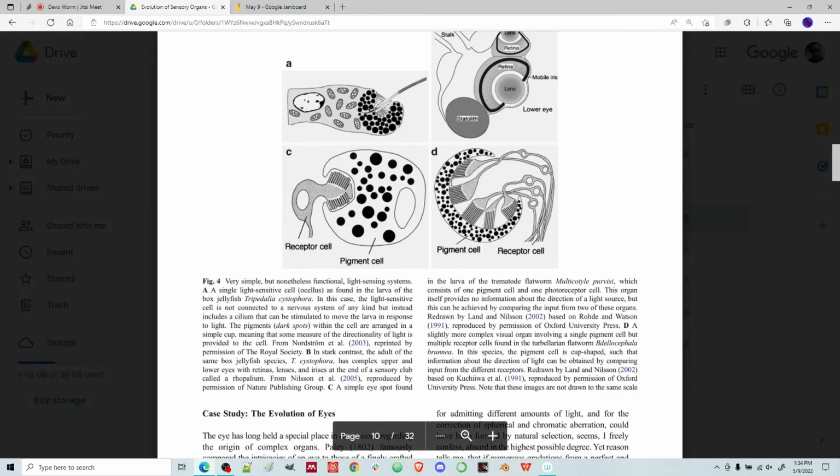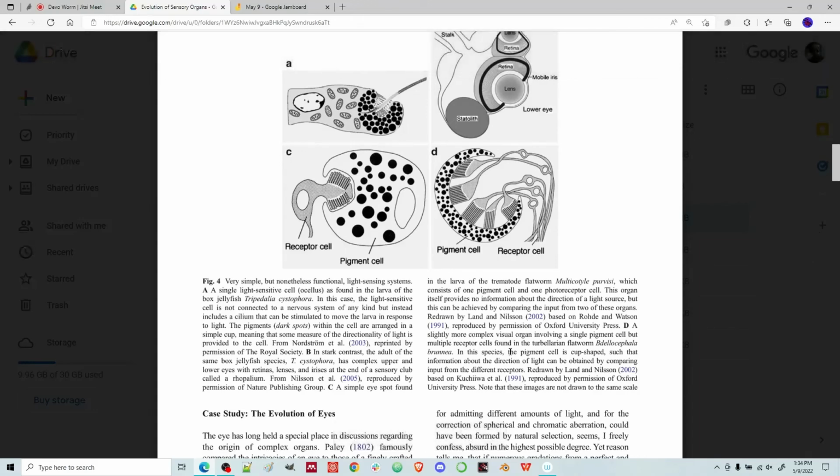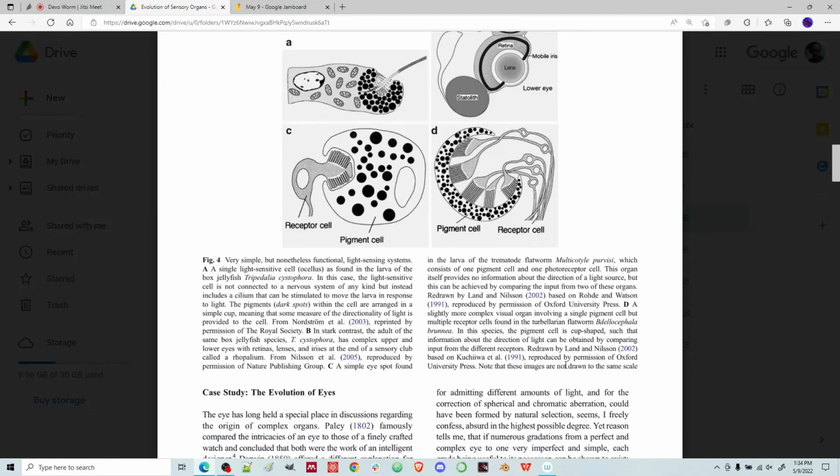And then D, a slightly more complex visual organ involving a simple pigment cell, but multiple receptor cells, found in the Turbellarian flatworm. In this species, the pigment cell is cup-shaped, such that information about the direction of light can be obtained by comparing input from the different receptors. So this is an integration organ. You have these receptor cells that come into this pigment cell, and they have different sources. So this is kind of like a complex nervous system where you have multiple synapses on a neuron. And this is how it works, by integrating light sources, comparing input from different receptors.